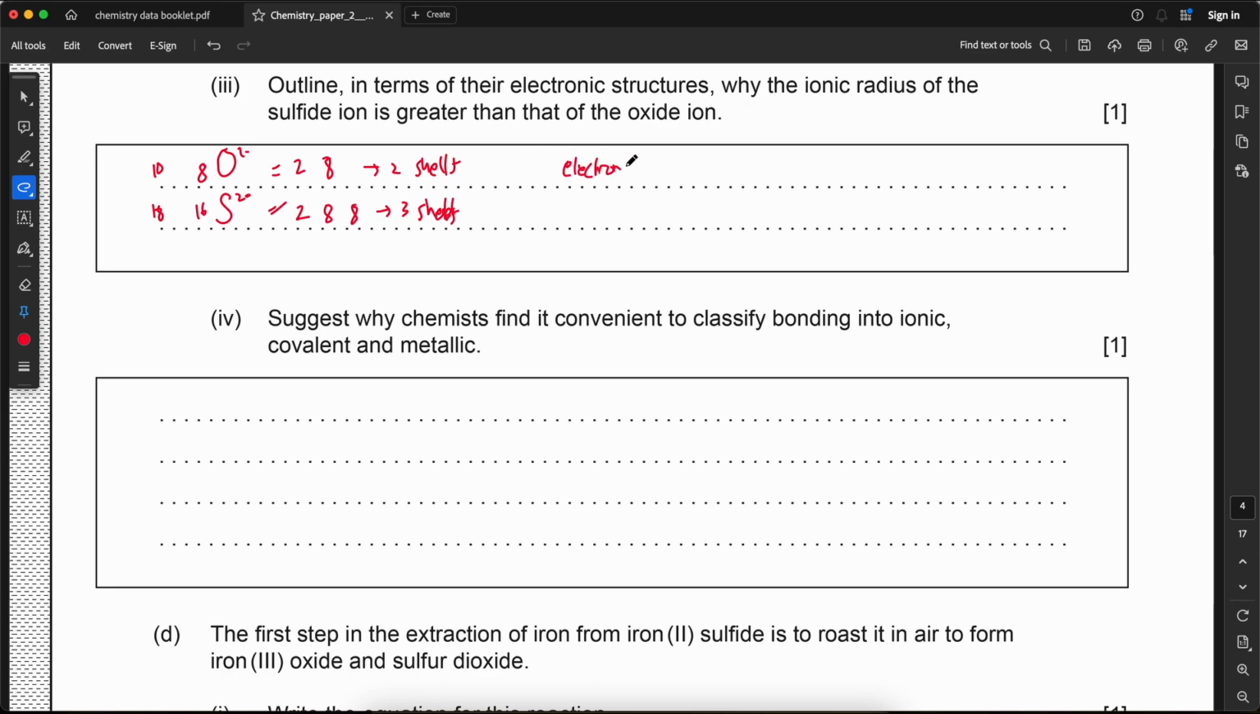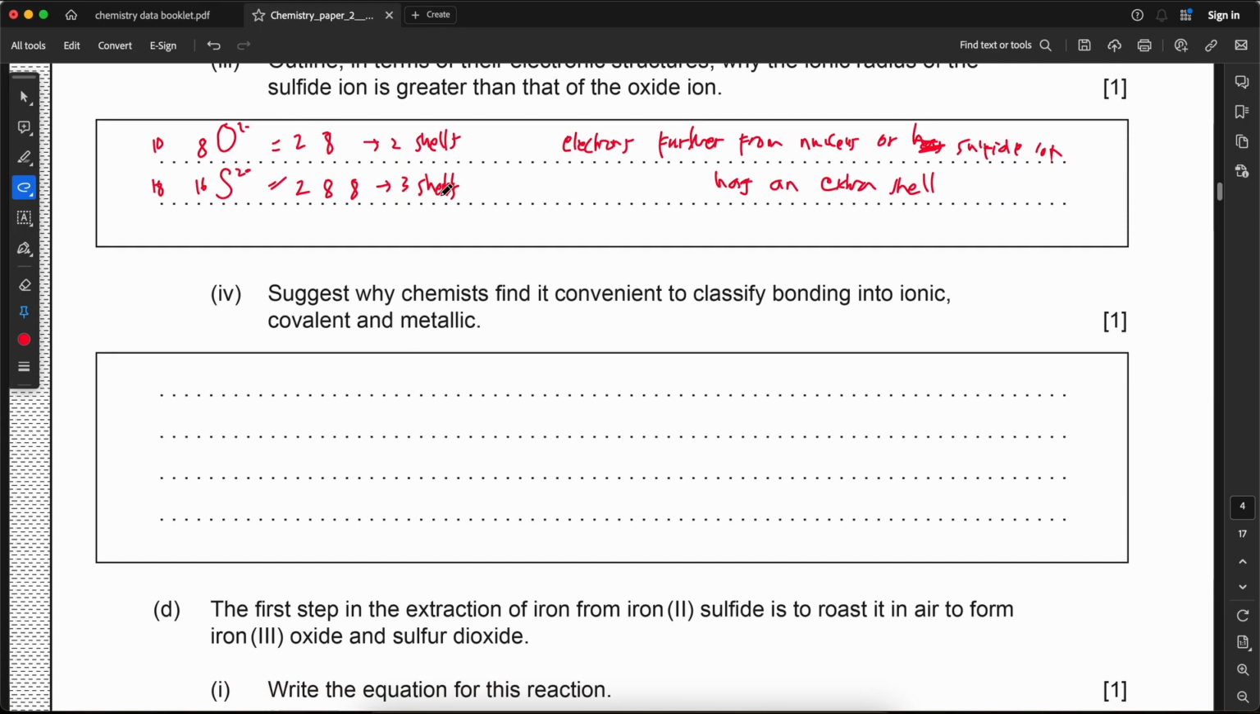So therefore, the electrons are further from the nucleus for the sulfide ion, which has an extra shell. So the ionic radius is bigger compared to the one that has 2 shells only.